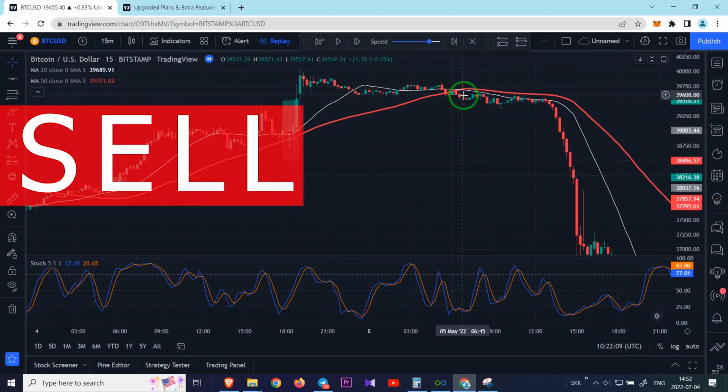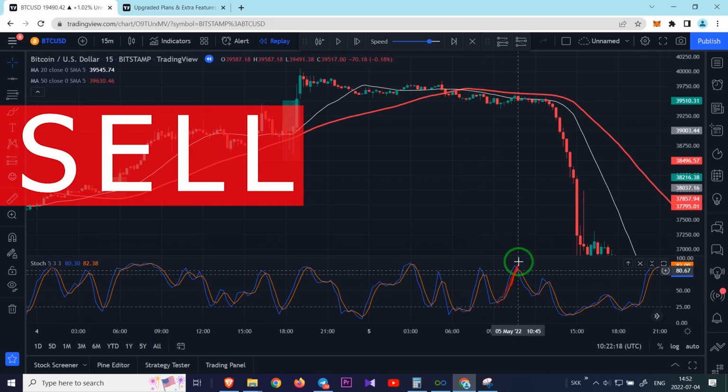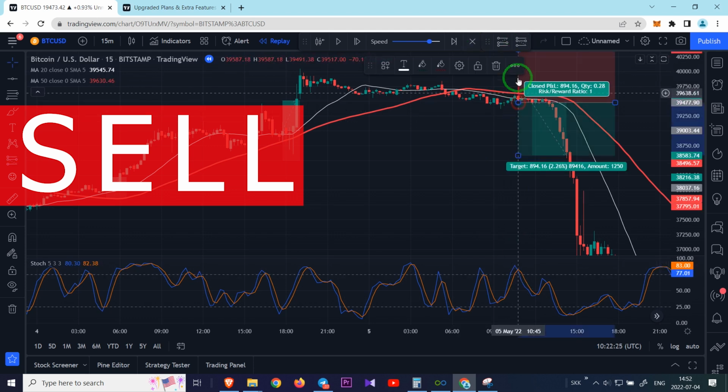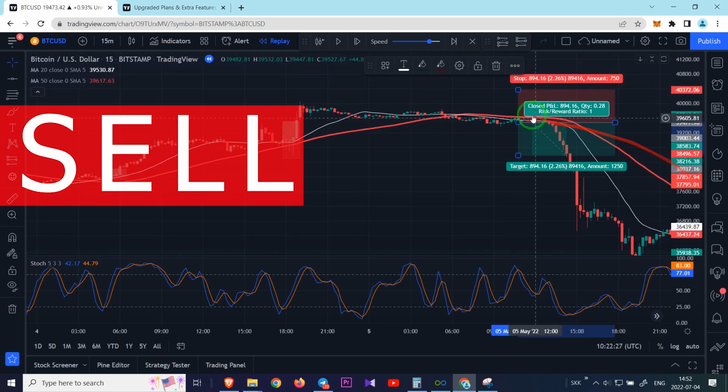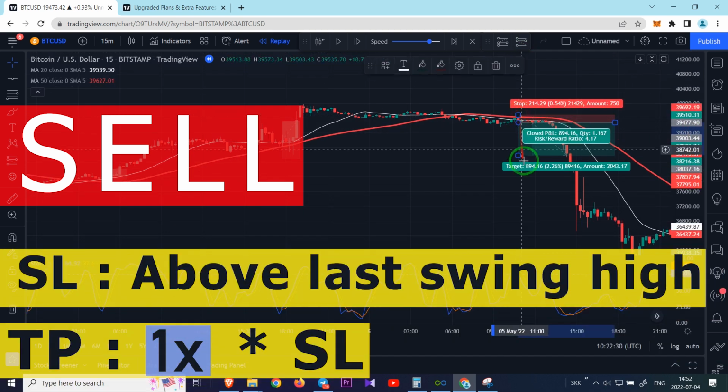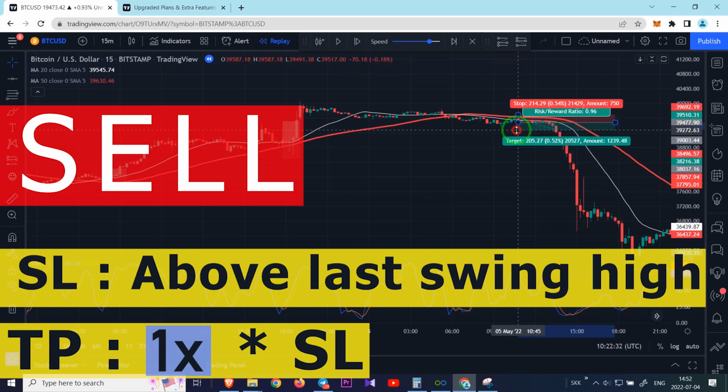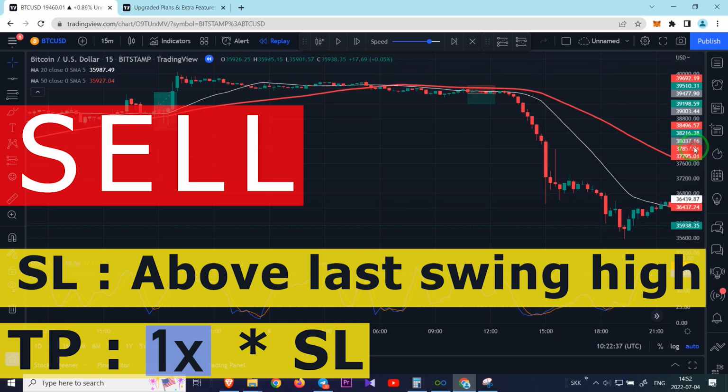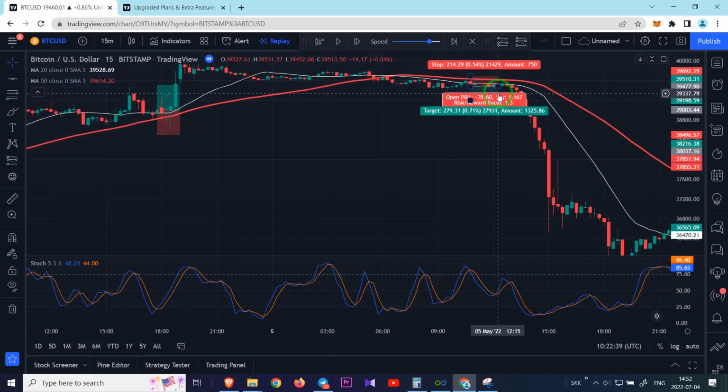To enter a sell position, the 20 moving average must be below the 50 moving average. Now, wherever in the stochastic, overbought happened and after that, the stochastic blue line crosses the orange line downwards, we enter a sell position. We set the stop loss above the previous swing and the take profit equal to the stop loss.